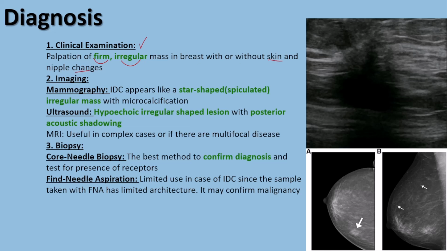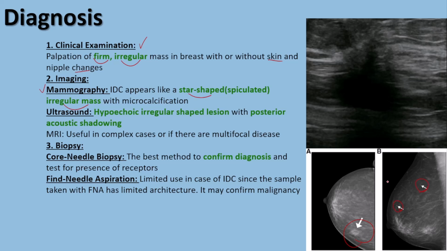The imaging studies that we can use is mammography, and this is a very good test because it has a very characteristic appearance in the mammography. We can have a star shape irregular mass in the mammography, something that you can see in this picture, and also the tumor can have microcalcification, which you can see here and here in this picture.